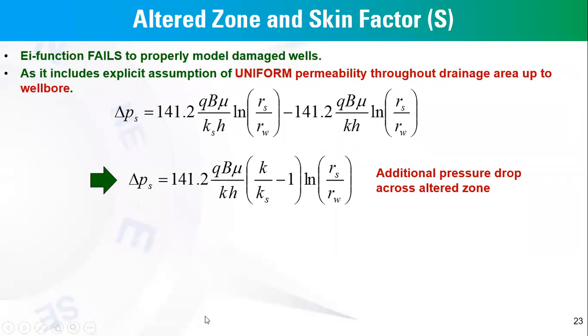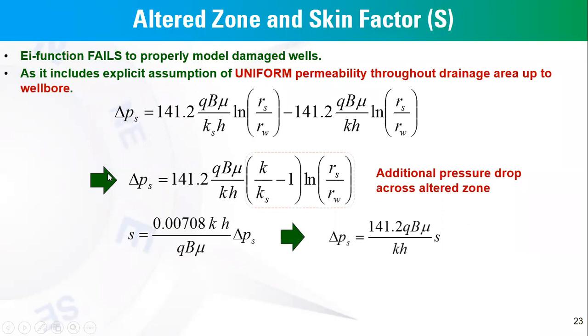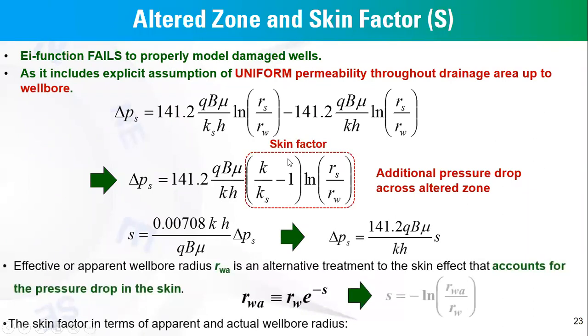So as you can see, to account for the alteration in the region around the wellbore, we have an assumption which states that we have uniform permeability throughout the entire drainage area of the wellbore. Therefore, we have to define delta Ps, the pressure drop due to skin, by this equation. So by just rearrangement and replacement, the skin factor S can be defined as a function of delta Ps.